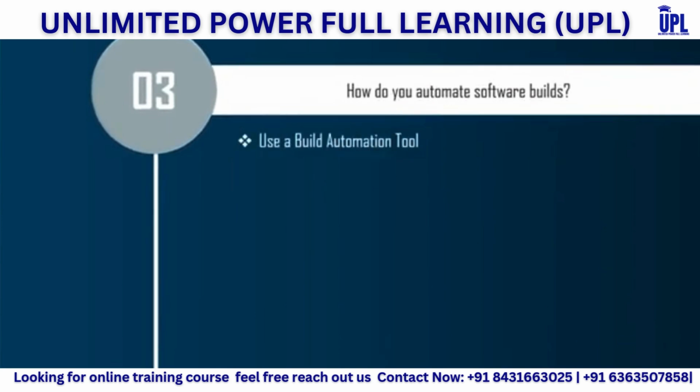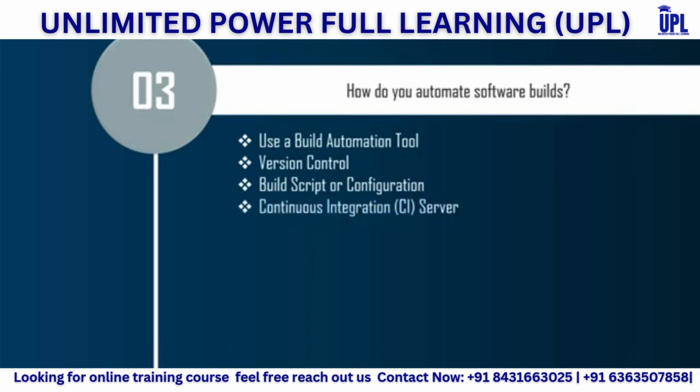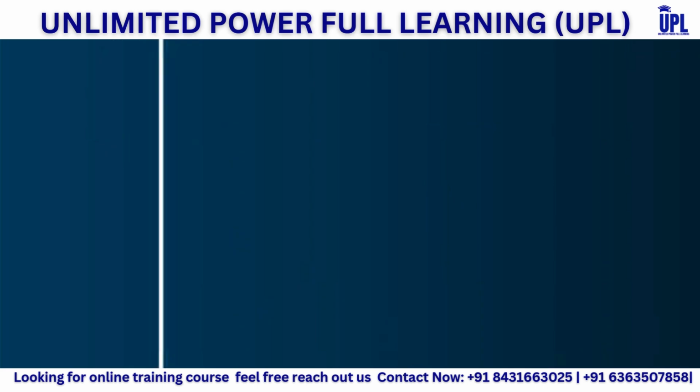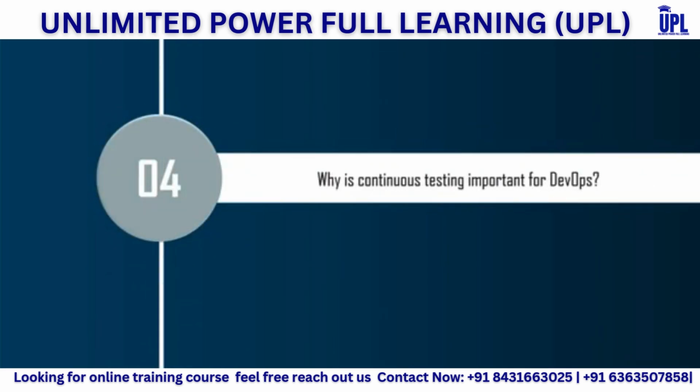Next, how do you automate software builds? First, choose a build automation tool, followed by version control to store the source code, and create a build script or configuration file. Set up a continuous integration server like Jenkins, then configure your CI server to trigger a build. Use your build automation tool to manage project dependencies, and later ensure that the build environment is well defined and consistent. And after that, integrate automated testing and quality checks into your build process. After a successful build, your build automation tool should create an artifact such as executable files, libraries, or deployment packages. And finally, deployment.